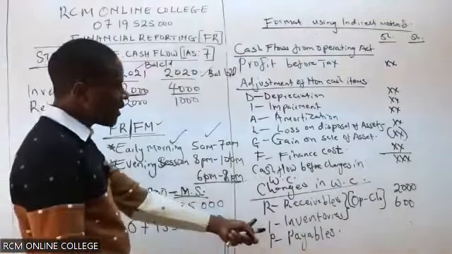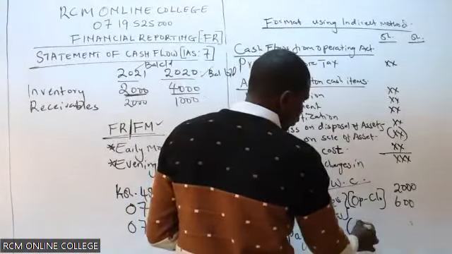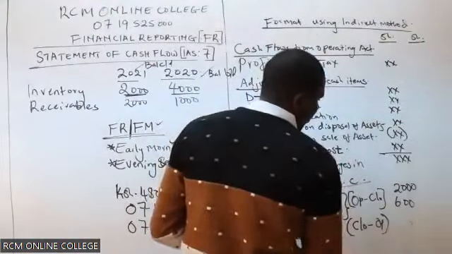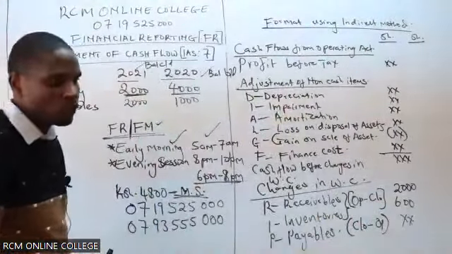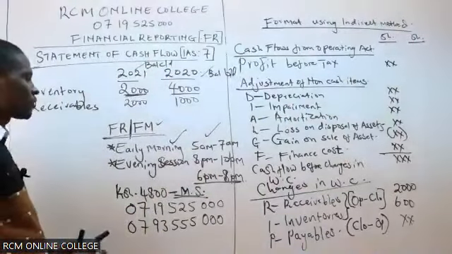So for the payable, tafadhali, we do the opposite. Closing minus opening. And whatever that you get, you just press it at that point.